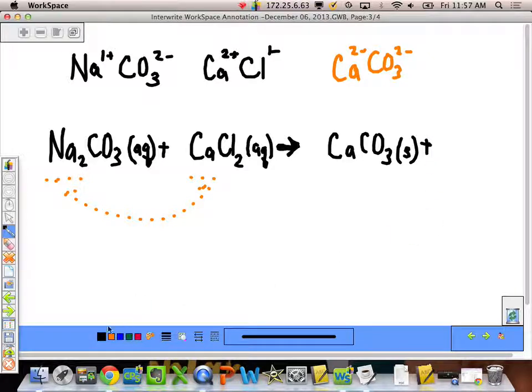And then my leftover stuff is my sodium, which I said was a 1 plus, and my chlorine, 1 negative. Crisscross those. I get NaCl. And that is also aqueous, because we know if we put salt in water, it's going to dissolve. So it's aqueous. Now I need to balance it, so balance it on your sheet of paper, please.